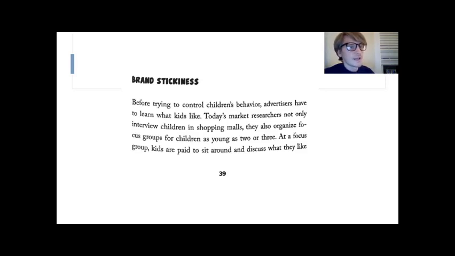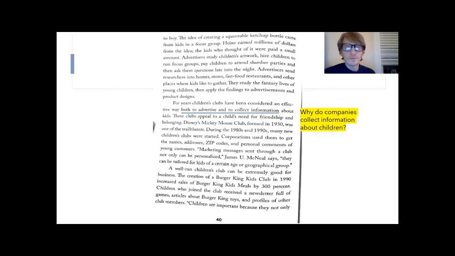All right, so this section heading is called brand stickiness. That's kind of what we were talking about at the beginning when we named all those brands. I would just like to ask the class now, why do companies collect information about children? Why would they need to do something like this? How does it benefit a company like Disney or McDonald's to learn more about children? How does that help their advertising? Who can tell me?